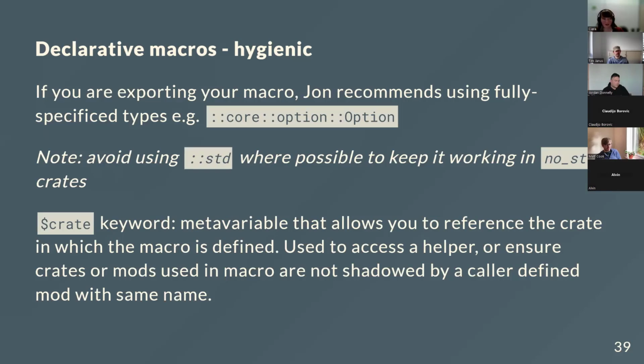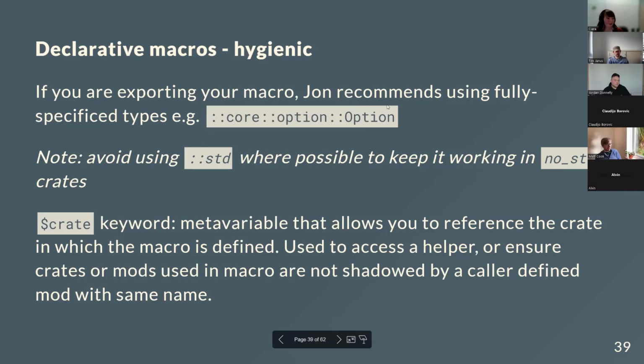If you're exporting your macros, if you want to share them beyond just your crate and your module, then you can use fully specified types like this. Jon recommends using core where possible rather than std, so that it will keep working in a no_std environment. No_std environments are when people want to compile for small devices that don't have very much on them, so they want to use the absolute bare minimum set they can.